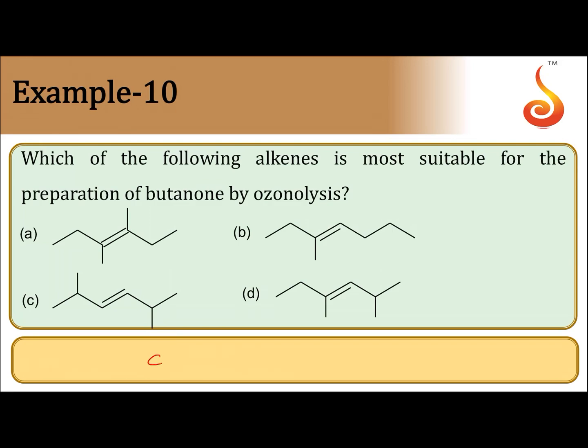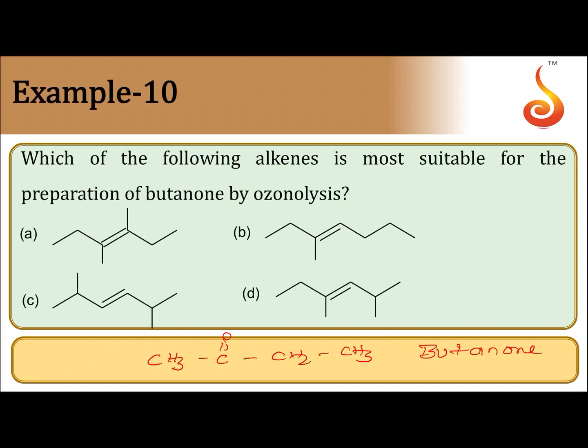Which of the following alkenes is most suitable for the preparation of butanone by ozonolysis? Let us write the structure of butanone: CH3, C double bond O, CH2, CH3. This is butanone. Okay, let us see the first structure.